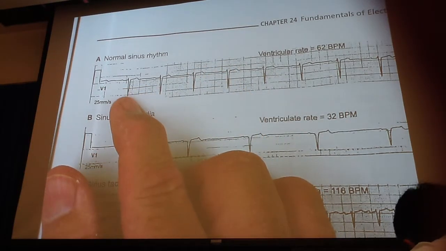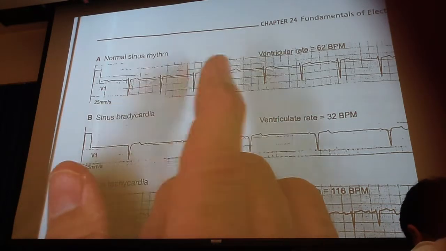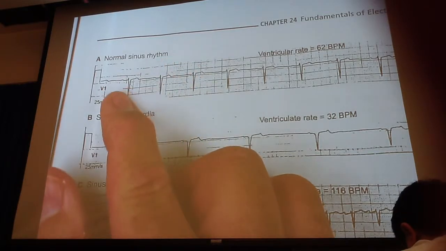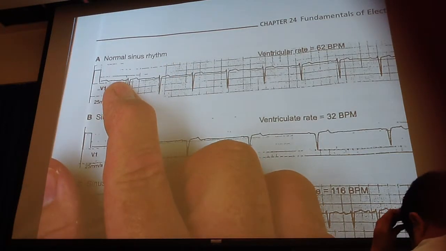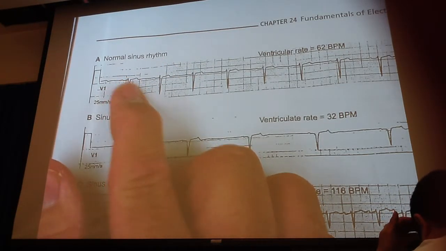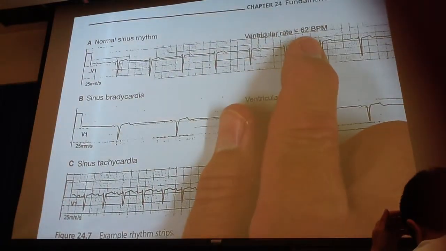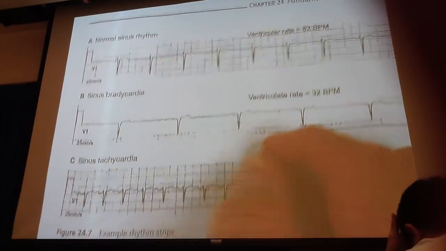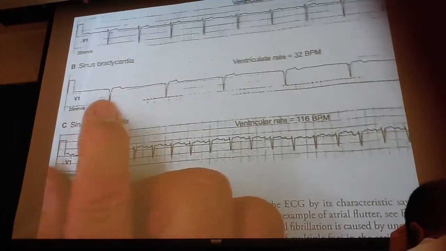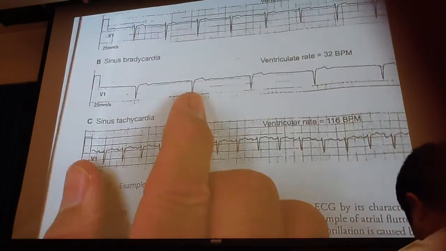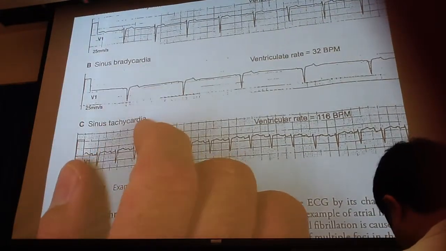In this case, this isn't one of your typical leads that you would be using. But basically everything is there. You have the PQRS, and here's the T wave over here, and then all the other stuff is there. So 62 beats per minute, so that's good. Now here's a good example of bradycardia. Okay, when they say sinus bradycardia, what does that mean?